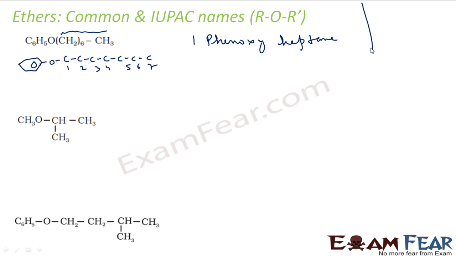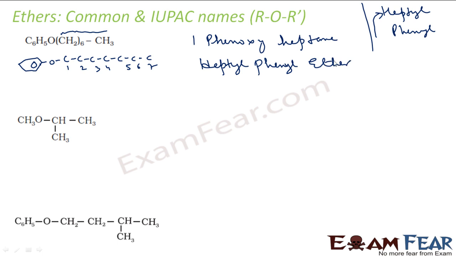Correct. Now let's see the common name. So this is hept, so it is heptyl. And the other side we have phenyl. Correct. So out of heptyl and phenyl, A, B, C, D, E, F, G, H, H comes first. So it will be heptyl phenyl ether. Heptyl phenyl ether. Correct. This was my IUPAC name, and the other was my common name.